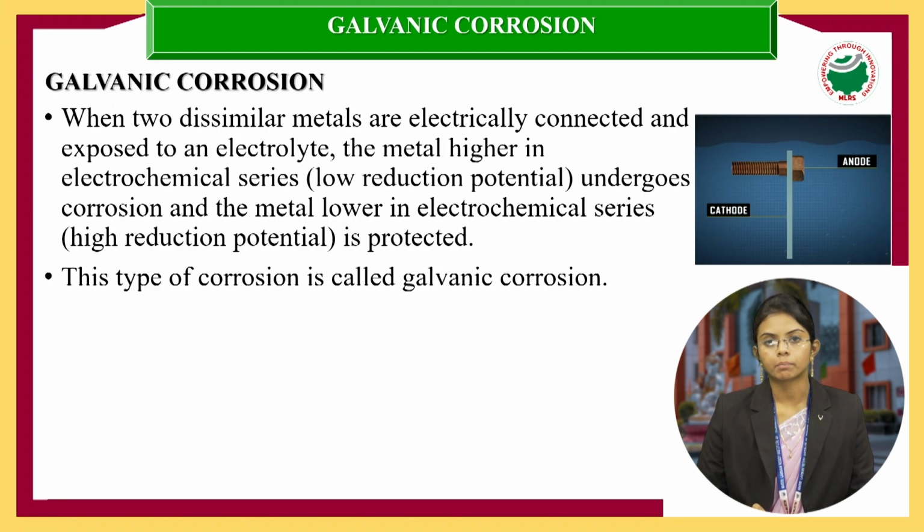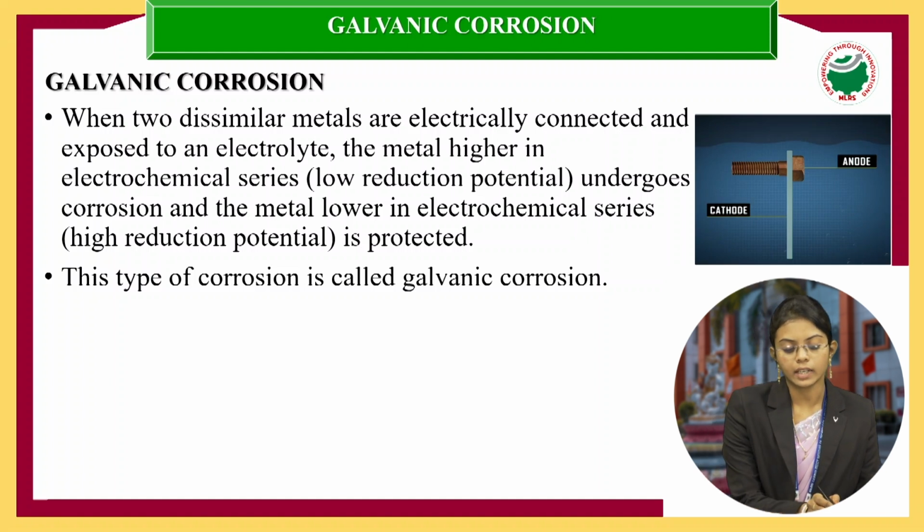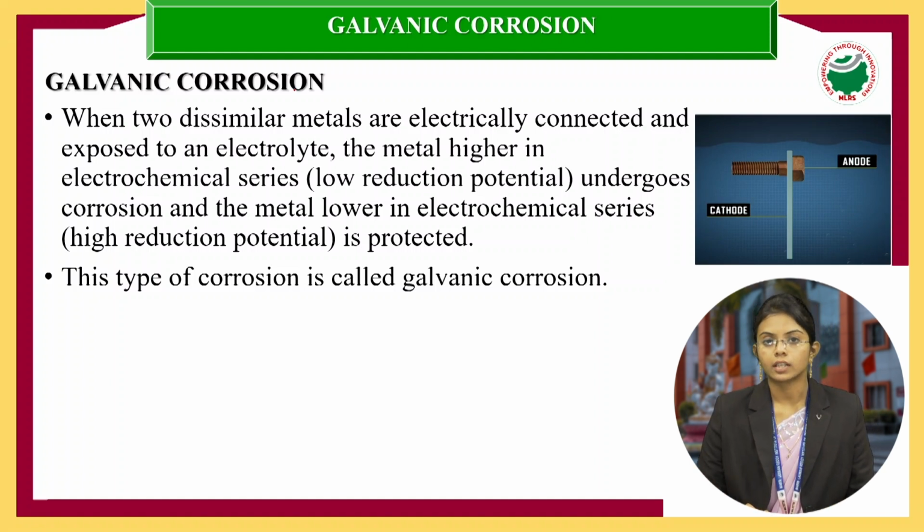Galvanic corrosion will take place in a galvanic cell or an electrochemical cell. So what do you mean by an electrochemical cell? An electrochemical cell consists of two electrodes, that is anode and cathode, and it is exposed to an electrolyte solution. Here we are calling it galvanic corrosion. That means it is taking place in a galvanic cell or an electrochemical cell that has two different electrodes.